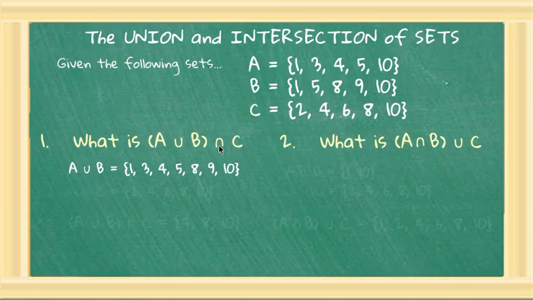Now I have to intersect that with set C. So I take the union I've made here, and where does that intersect or overlap with set C? So what do they both have? Well, 2, no. 4, yep. 6, no. 8, yep, and 10. So the 4, the 8, and the 10 are the ones that overlap between C and this union that I built here. So there's my final result. Well, there's C I list down here. So then the final result is just the 4 and the 8 and the 10.